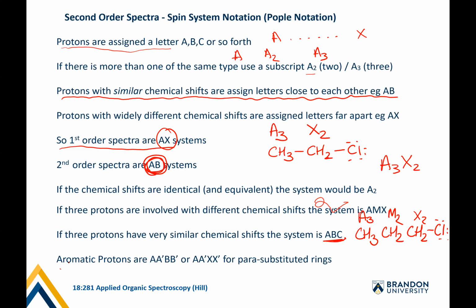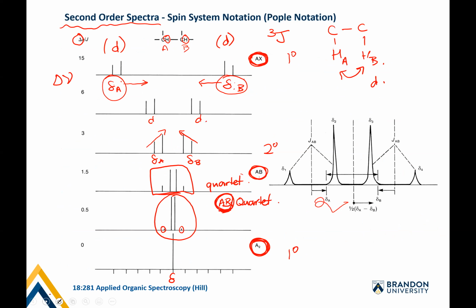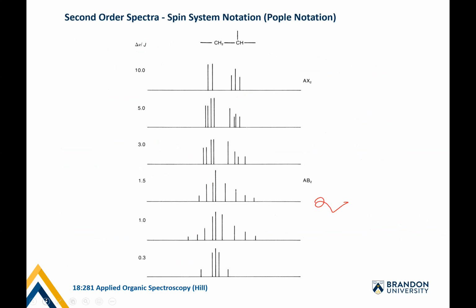And here's where we get the aromatic protons, the A prime, B prime, A prime, X prime. So the para-substituted rings depend upon how close the shifts are. So yes, you can get second order spectra for the aromatic rings as well. I can't remember how I ever asked this sort of thing on a test before. I don't think I did, if you're worried about that. But it's really neat. There are some really fascinating systems here.